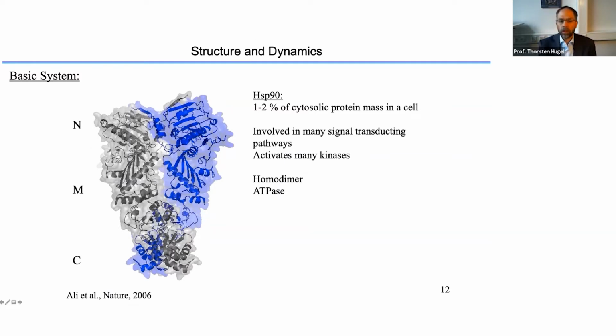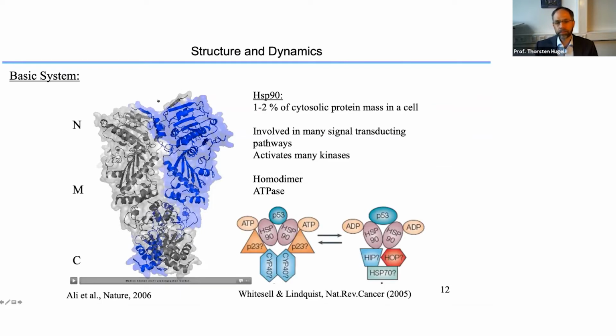And I show this now on this one example of heat shock protein 90. It's a heat shock protein, but also a molecular chaperone. It's very abundant in the cell. It's involved in many signal transduction pathways. It has several hundred clients, so proteins it acts on. Many of them are kinases. It's a homodimer, and it's an ATPase.